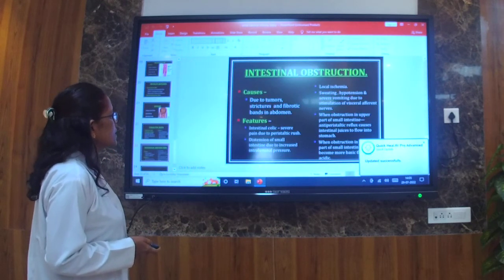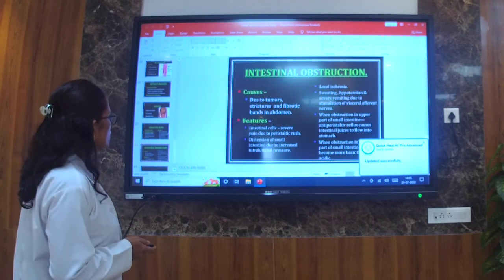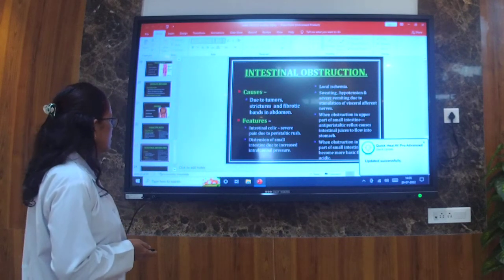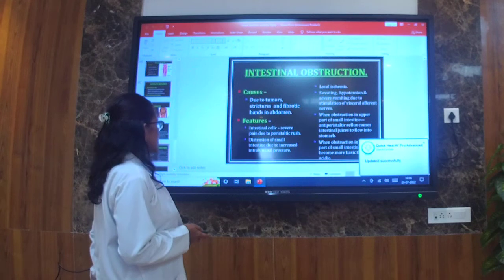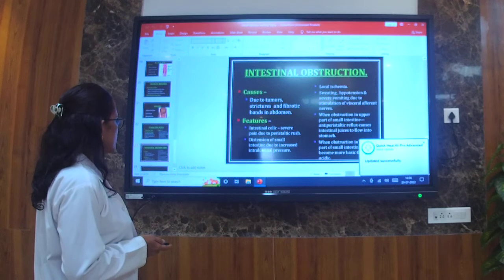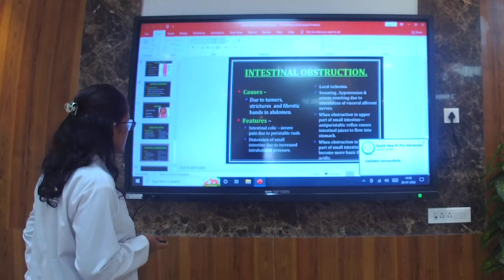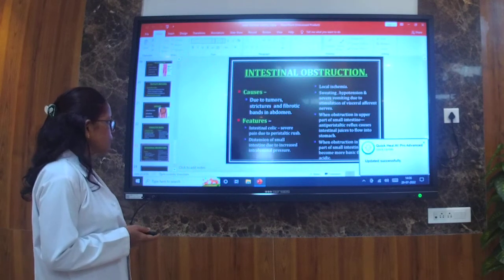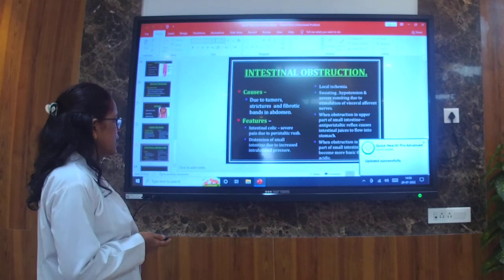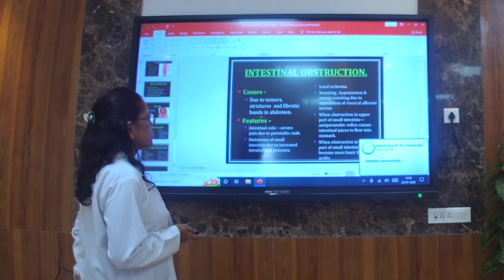Then second, the intestinal obstruction. Intestinal obstruction is caused by tumors, strictures, or fibrotic bands in the abdomen. What are the symptoms of intestinal obstruction? Features: intestinal colic is there. Severe pain is there due to the peristaltic rush. Then distension of the small intestine due to increased intraluminal pressure. Distension of the abdomen is marked.